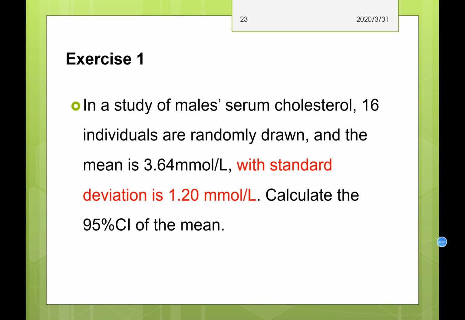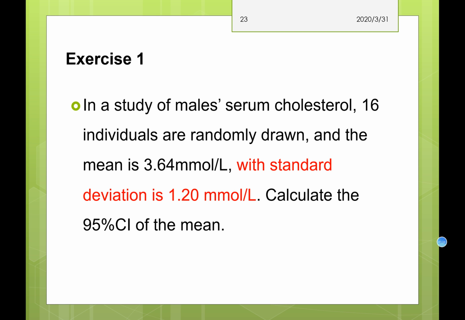Okay, next one. Let's do some exercises. This is exercise 1. In a study of males' serum cholesterol, 16 individuals are randomly drawn and the mean is 3.64, while the standard deviation is 1.2. Calculate the 95% confidence interval of the mean.